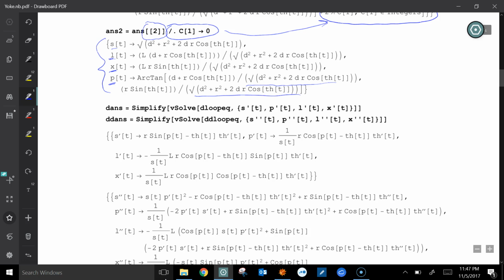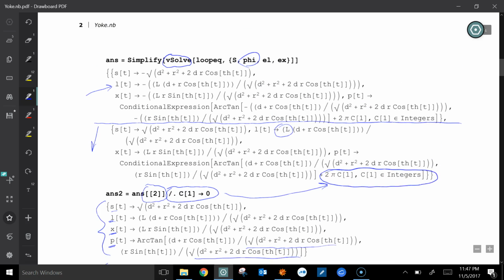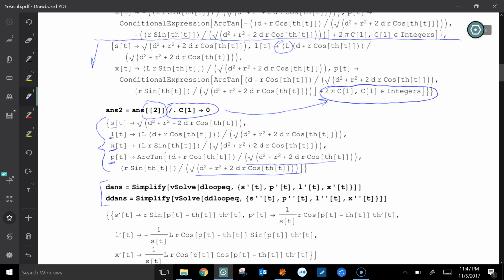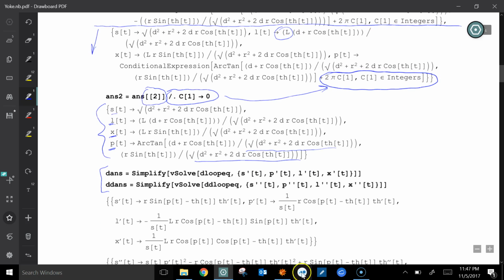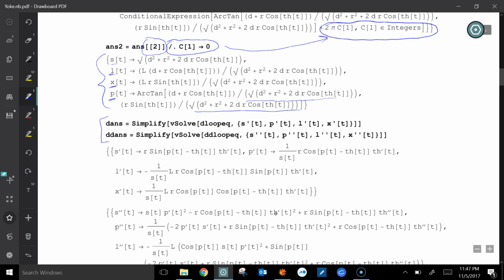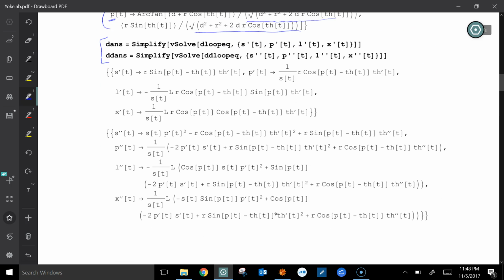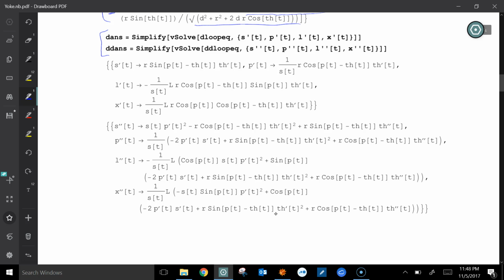And now here are my velocities. So this is the derivative answer and the double derivative answer. And I do basically the same thing. I'm going to solve the dotted equation, the dotted loop equations. Up here, I solved for S, phi, L, and X. Down here, I'm going to solve for S dot, phi dot, L dot, and X dot. And then for the acceleration equation, I'm going to solve for S double dot, phi double dot, L double dot, and X double dot. Okay, and these are much easier to solve because they're linear equations, basically.